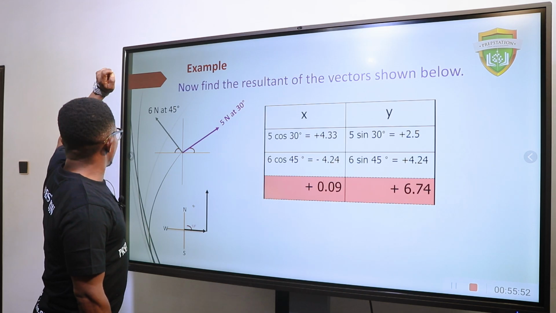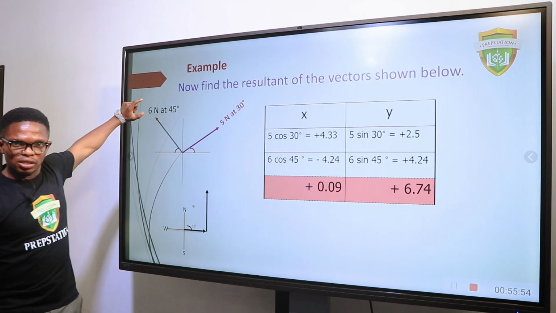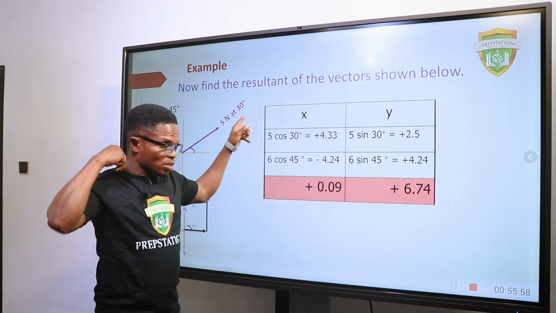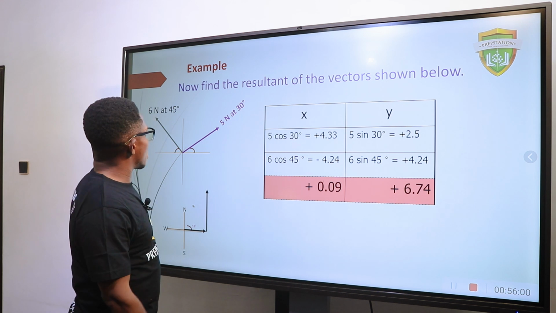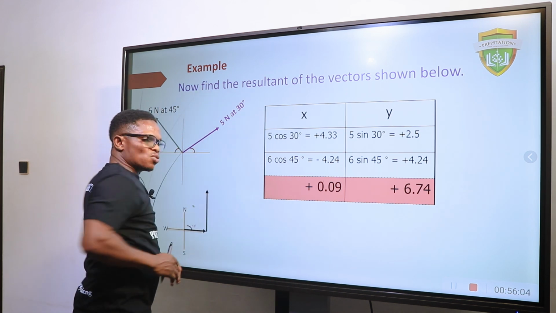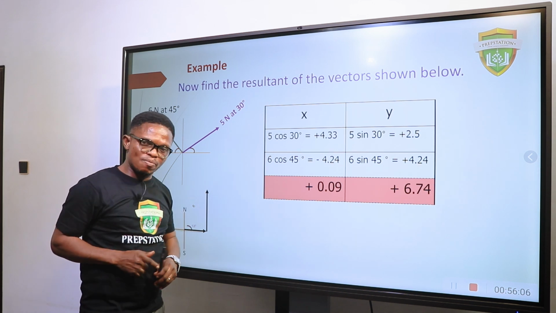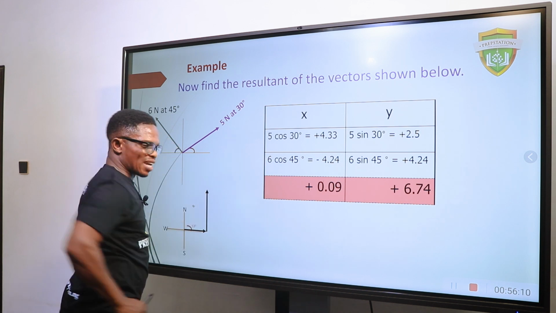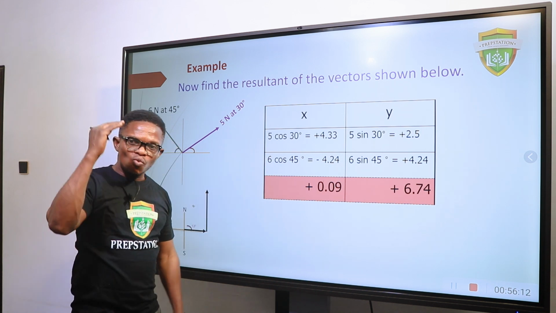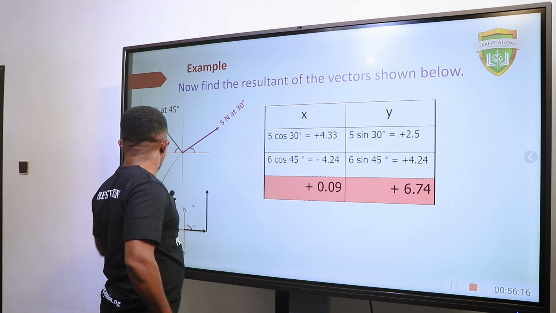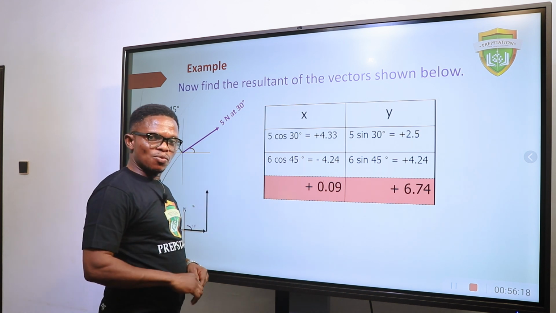So here we have 2 vectors. Number 1 is 6 Newton acting at 45 degrees. Number 2 is 5 Newton acting at 30 degrees. So what do we do? Break this down into components. Do you still remember the component method? I told you: look for the angle of inclination where the vector aligns, and give that line cos theta, while the other line will take sine theta.